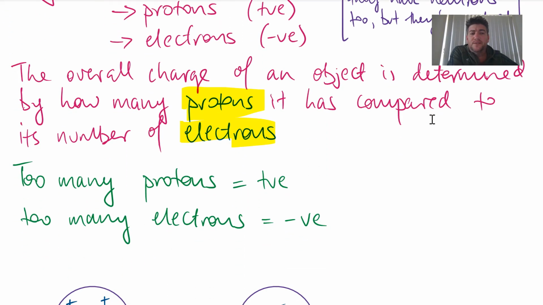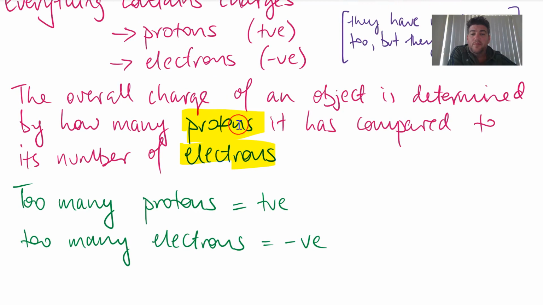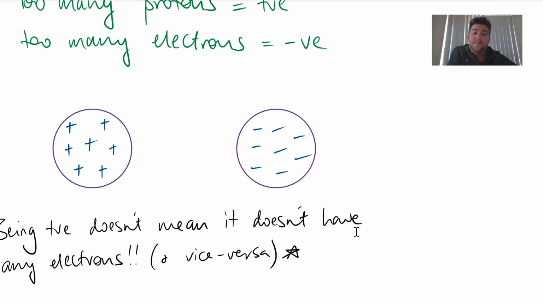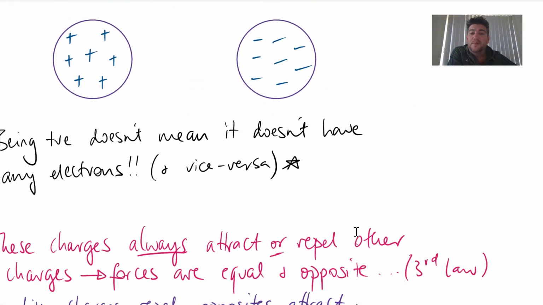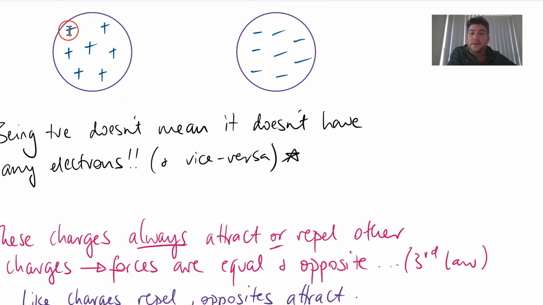The overall charge of something is determined by how positive or how negative it is. If it's got too many protons, it's going to end up being positive. If it's got too many electrons, it's going to end up being negative. Now, here are two examples. We have this surface over here, a lot of excess protons. This surface over here, a lot of excess electrons. So this would be positively charged. This one here would be negatively charged.